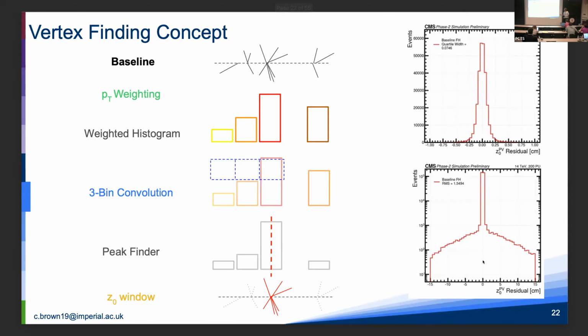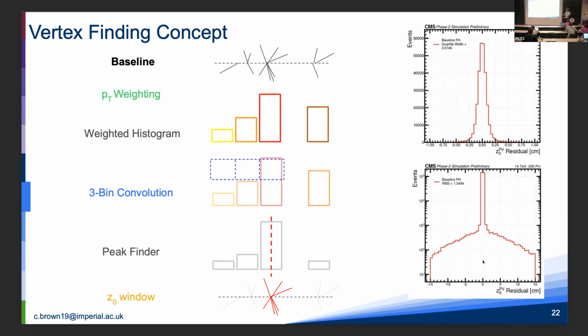For the vertex finding itself, this is the algorithm we use. We take some tracks, weight them by their PT and put them in this histogram along Z0. We run a 3-bin convolution, so to find 3 consecutive bins, we run a 1-1-1 1D convolution across that histogram. We then do peak finding to find the bin with the highest PT, or the highest weight in the histogram. Then we have a Z0 window to associate our tracks to our vertex.